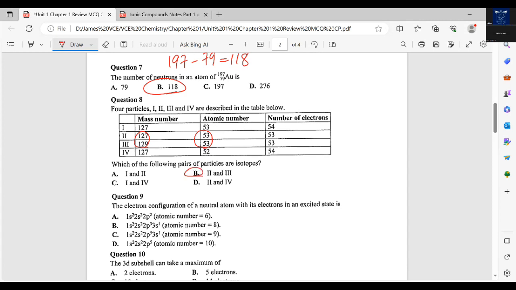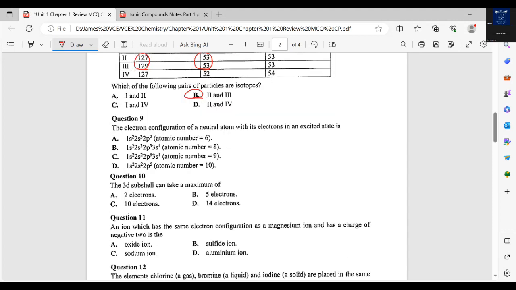Okay. Question 9. Look at a neutral atom with its electron in an excited state. So how do you define whether they are in an excited state? So why is it C? Atomic number is 9. You have an extra of 1 electron there, right? The other things are all in there, yeah, right. Atomic number is 9, but you have altogether 10 electrons here, so you should see.